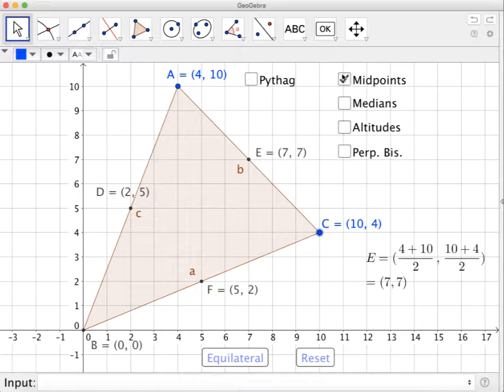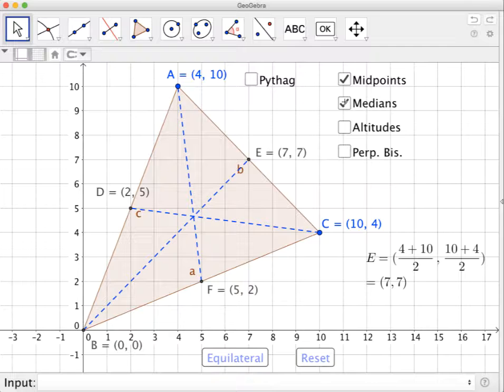Okay, so let's take a look now at the medians. The medians are segments that are drawn from each vertex to the midpoint of the opposite side. So we have the median that goes from point A, one of the vertices of the triangle, to point F, which is the midpoint of the opposite side. And we have that for point B and for point C, so we have three medians.